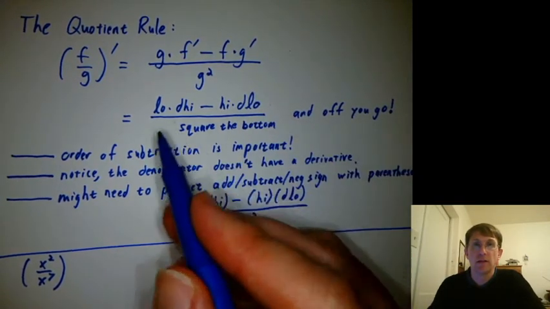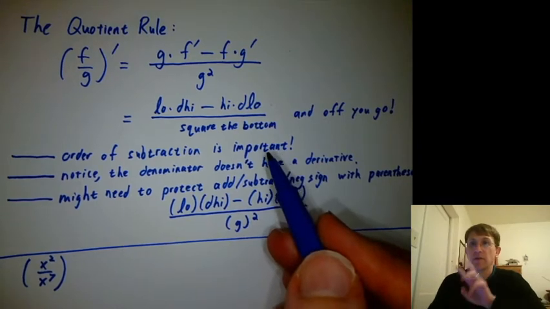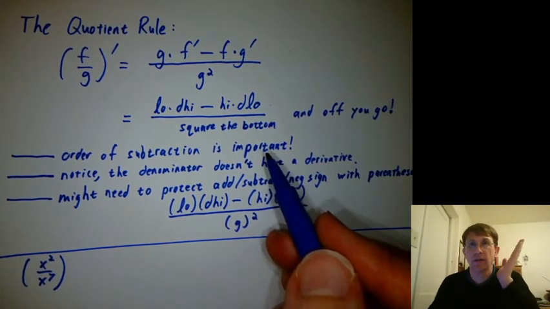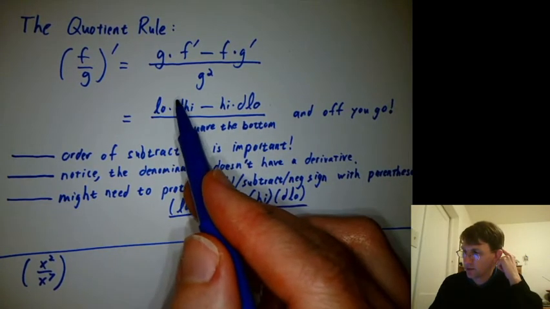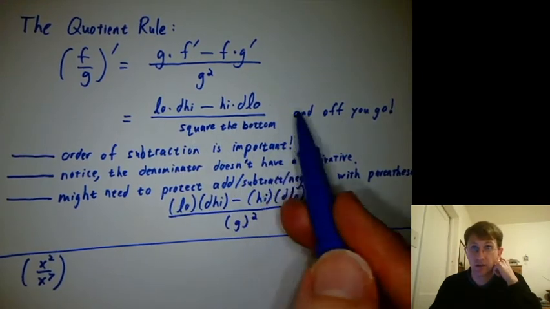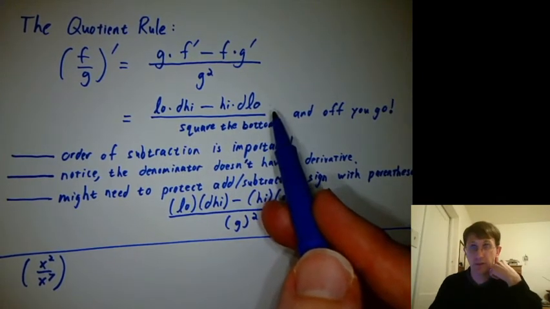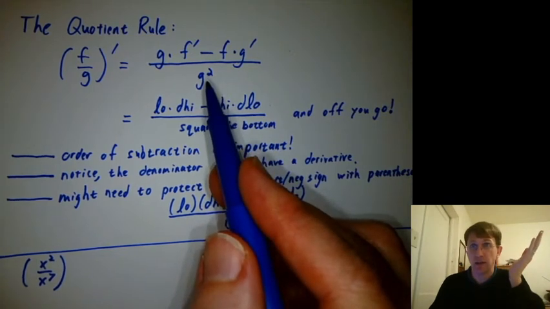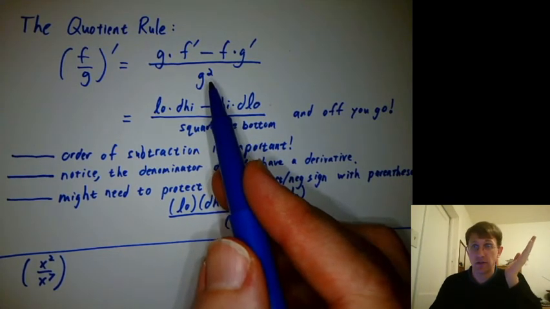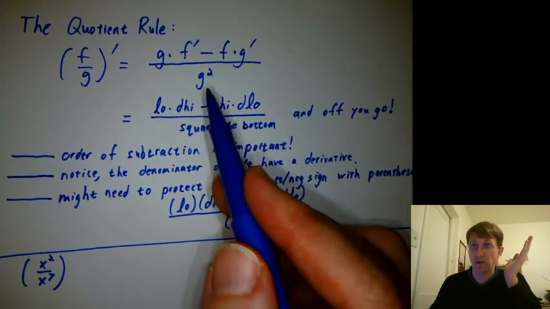So some things to note. The order of subtraction is important. Of course, if you mix up your subtraction, you're going to get the negative of what you should get. So you can't just use high times d low over here and vice versa. Some people mess that up. Notice that we're not taking g prime in the denominator in the answer. It's just g squared. So not taking any derivatives in the denominator.